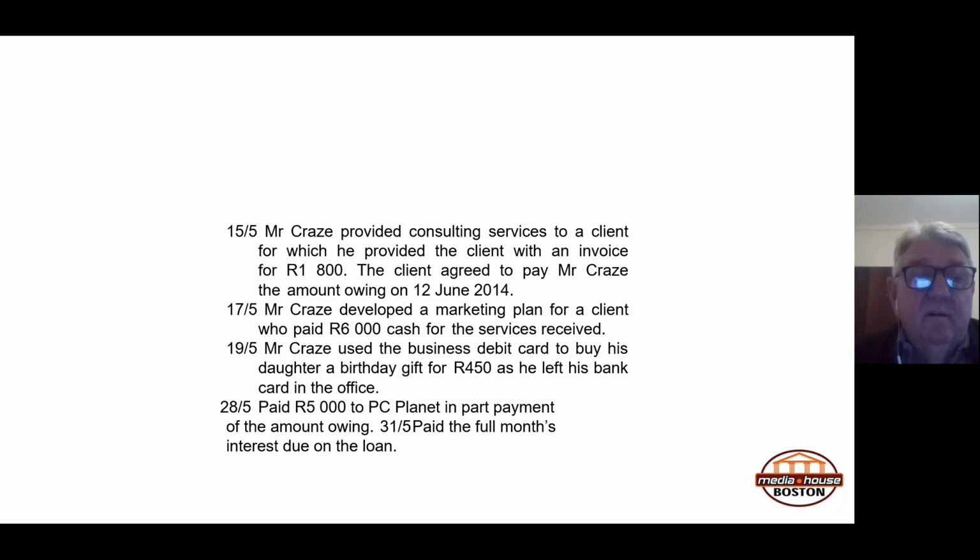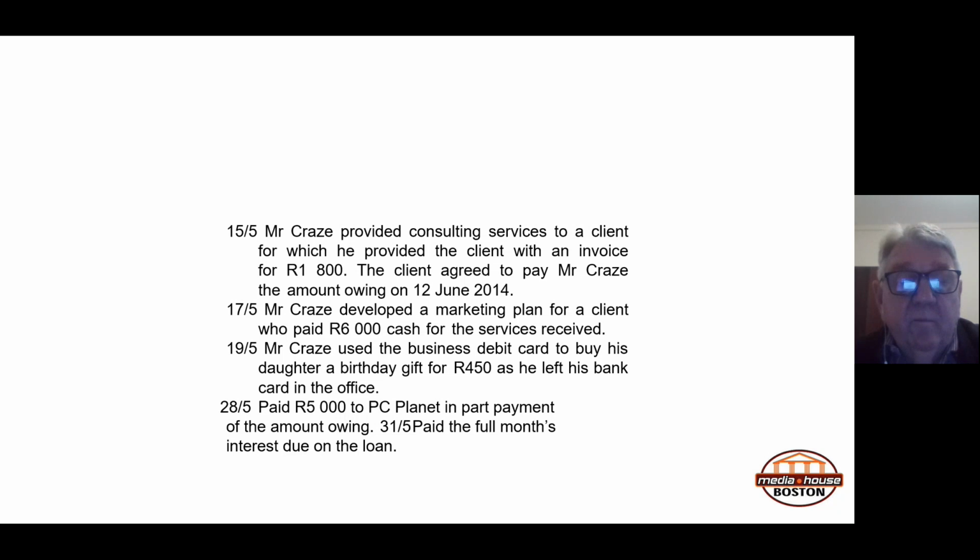Then on the 17th, Mr. Craze developed a marketing plan for a client who paid 6,000 cash for the services received. Okay, so let's look at the transaction. Mr. Craze had a revenue, provided a service, and he got paid 6,000 Rand cash. So that 6,000 Rand is going to come into my bank. So we will debit my bank, which increases my assets.